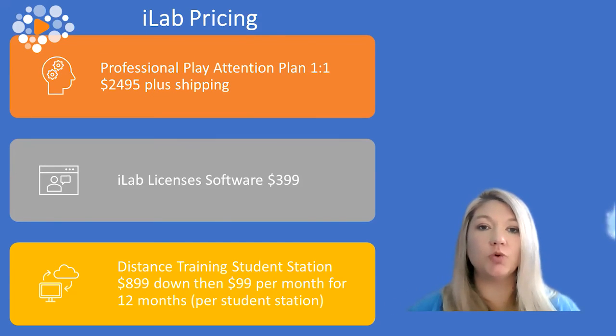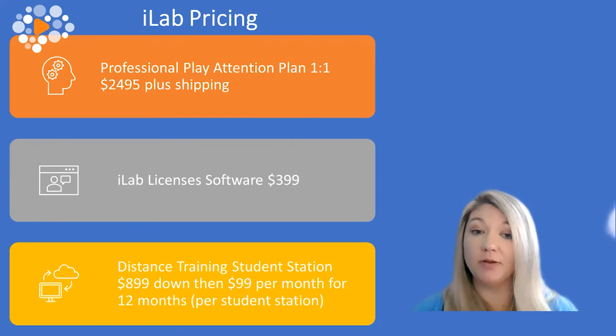So if you want to train 3 students in one sitting, you already have your professional system. So that's one body wave armband. So you would need 2 additional student stations to do that training. Now, each student station is $1,995, but we do have an opportunity for you to do that on a payment plan option. You would pay $899 down, and then you would pay $99 a month for 12 months.